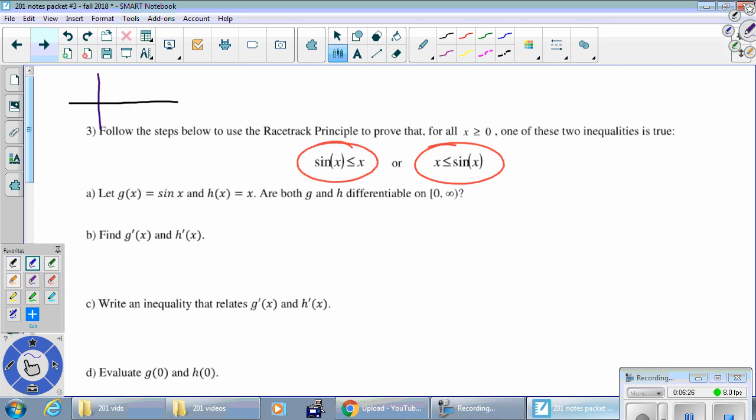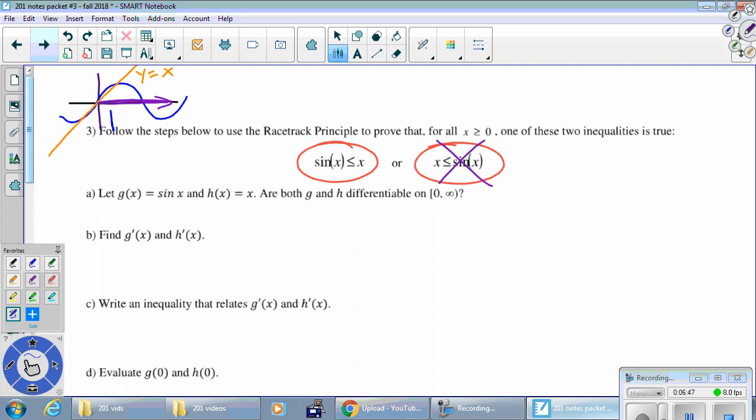So if we draw a quick sketch of sine of x, and we draw a graph of y equals x. So if I'm only looking when x is bigger than or equal to 0, so that's out this way. Okay, so for sure, x less than or equal to sine of x, no. I mean, it could be. Like the way that I've drawn it, the orange thing is underneath the blue thing for a little bit here in the beginning. But eventually, the orange thing is going to be way above the sine, right?